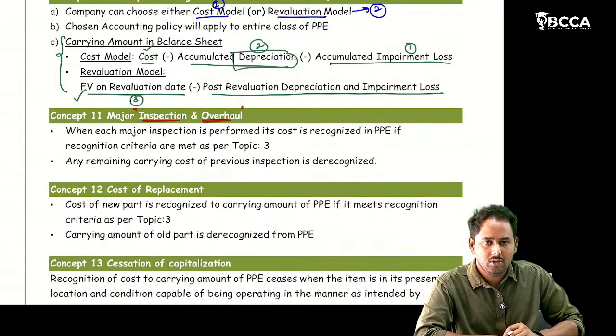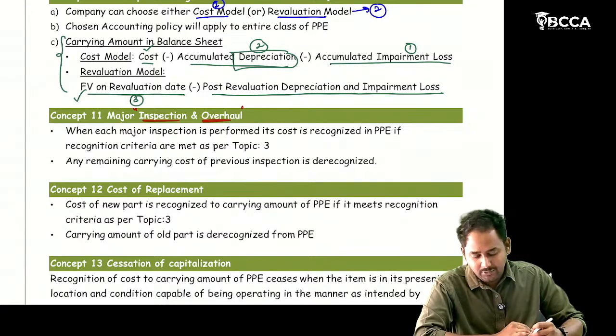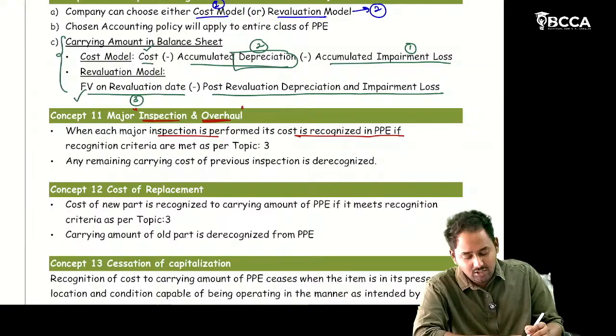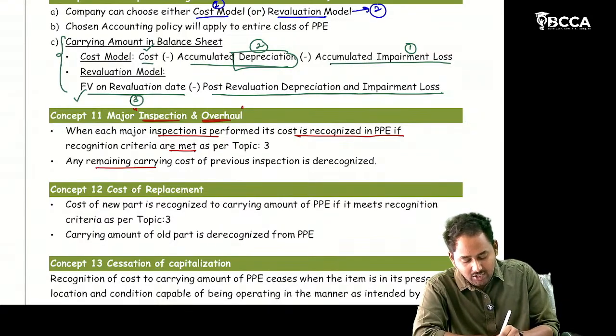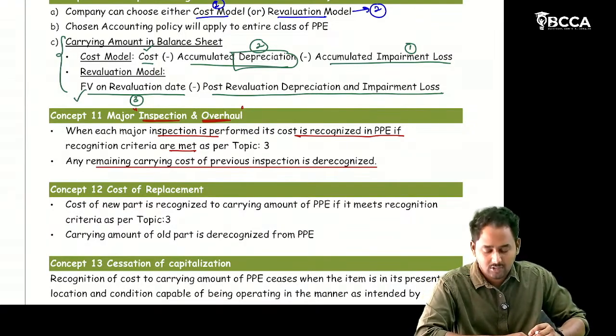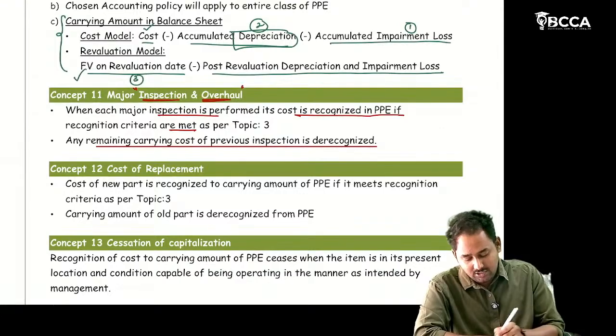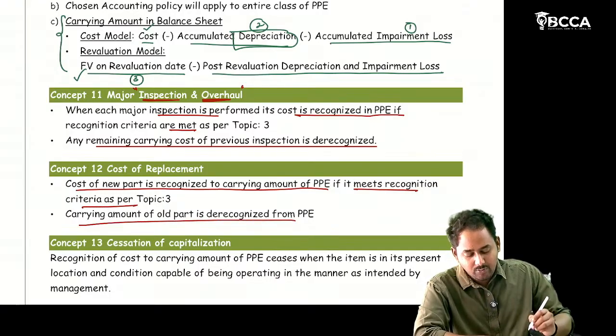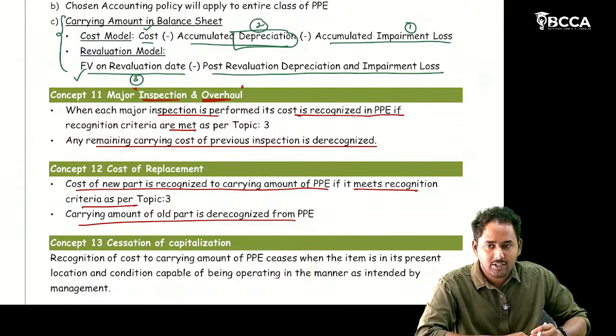What is the general rule? After the date of put to use, the expenses incurred with respect to the PPE should be transferred to P&L, except inspection and overhaul and the cost of replacements. So when each major inspection is performed, its cost is recognized in PPE if the recognition criteria are met, and any remaining carrying amount of the cost of the previous inspection is de-recognized. Next, the cost of the new part is added to the carrying amount of PPE if it meets the recognition criteria, and the carrying amount of the old part is de-recognized from PPE.